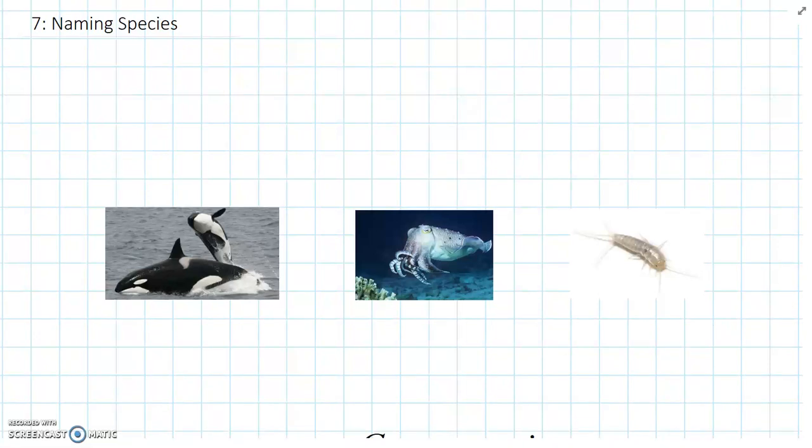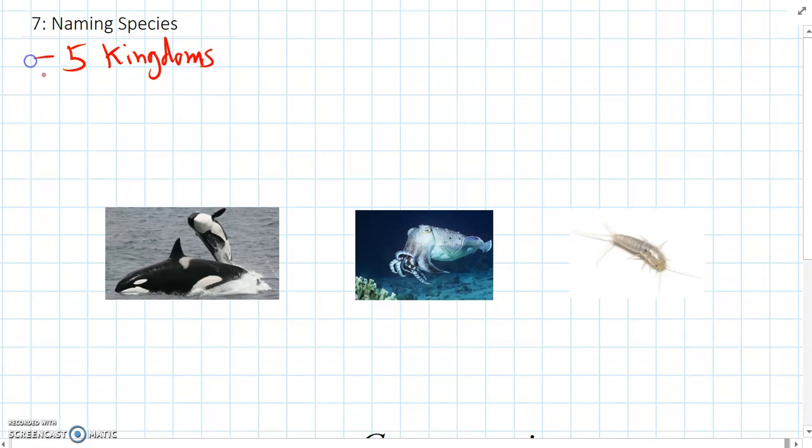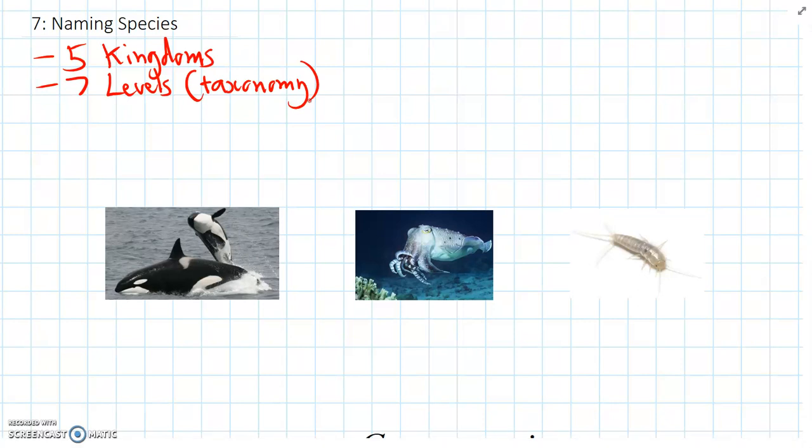We've learnt about different ways of classifying species. We've learnt about the 5 kingdoms method, which is quite simple. And then we also learnt about the 7 levels, which is also called taxonomy. And these methods can help us to classify a particular species so that we can know what we're talking about.